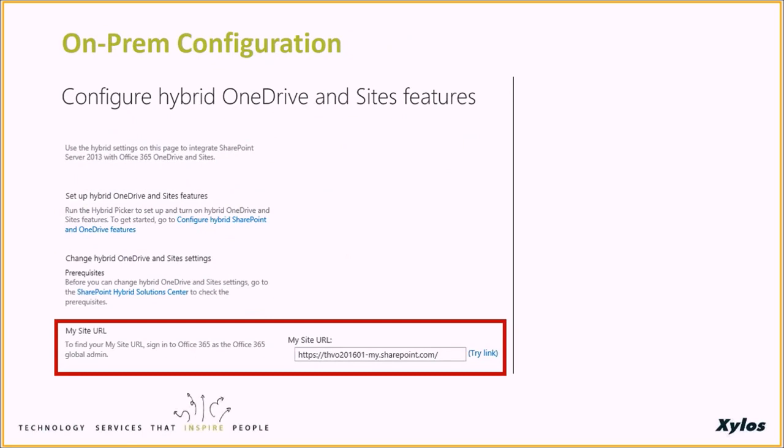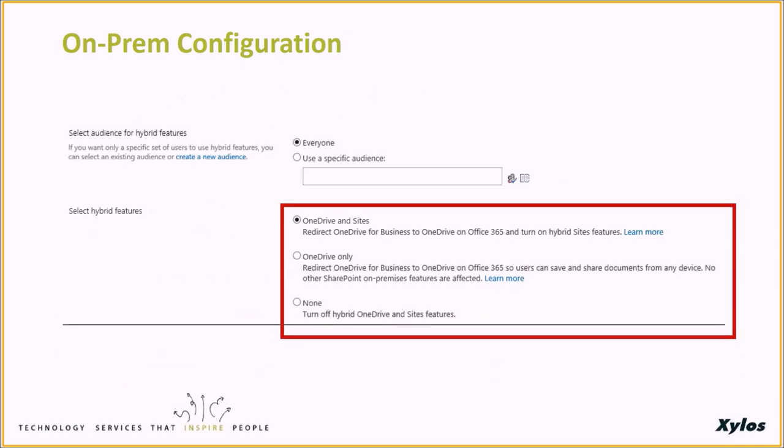In SharePoint Central Administration, you've got a link to OneDrive and Yammer, to Office 365 and Yammer, and there on the bottom of the page, you can configure the link to your SharePoint Online OneDrive. And then you can choose which users get redirected, everyone or specific users. By default, it's set to OneDrive and sites redirection for everyone, so be careful.